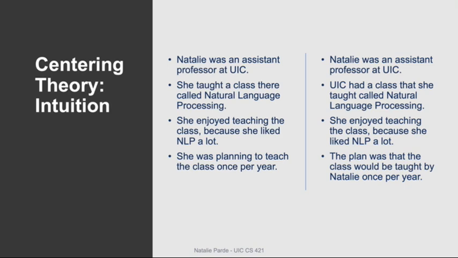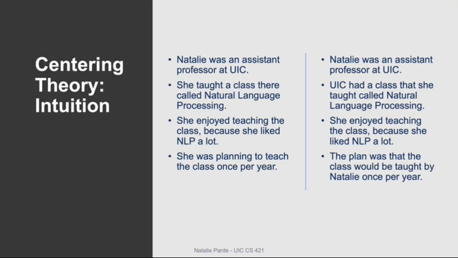For example, let's say that we have two text passages, each 4 sentences long. The first one says, Natalie was an assistant professor at UIC. She taught a class there called Natural Language Processing. She enjoyed teaching the class because she liked NLP a lot. She was planning to teach the class once per year.